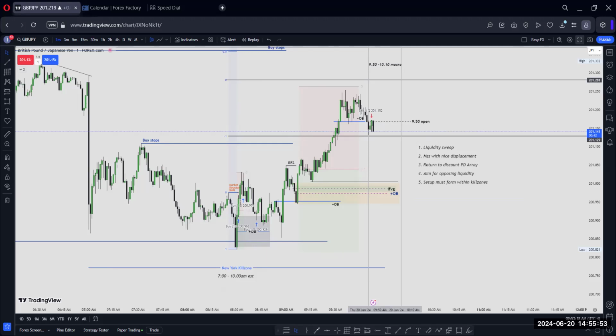And we're seeing that expansion. Took this liquidity here.